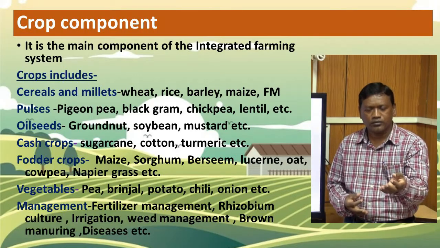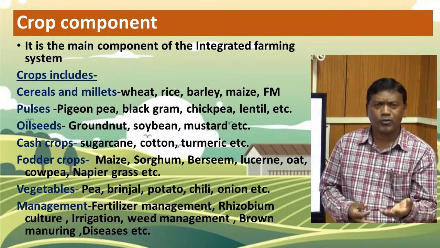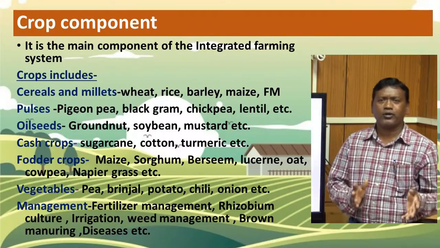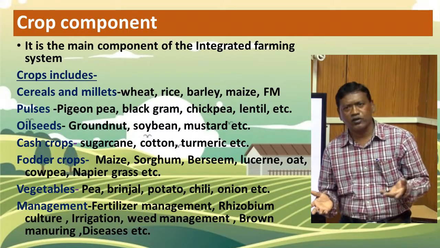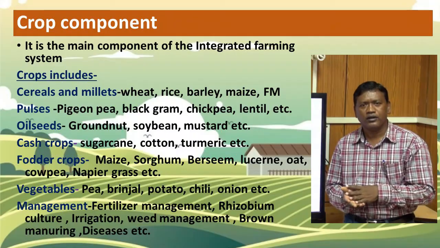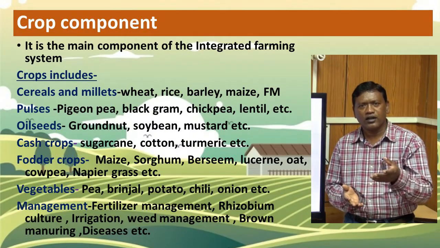And next is your plant population, the optimum plant population. If the optimum plant population is there, then surely you get the maximum crop yield. So these are the non-monetary things.